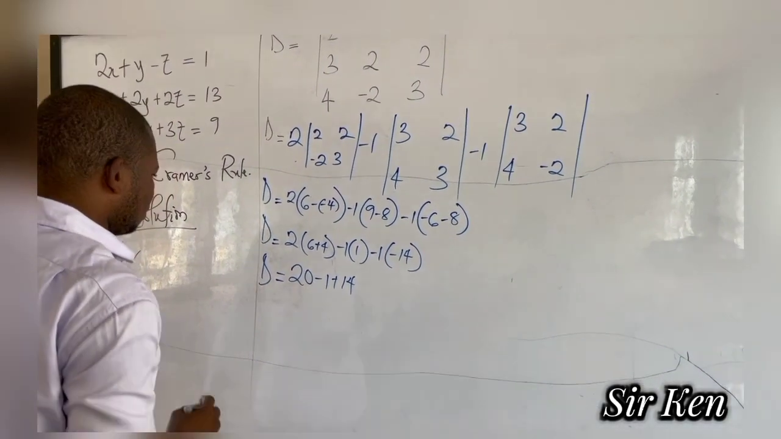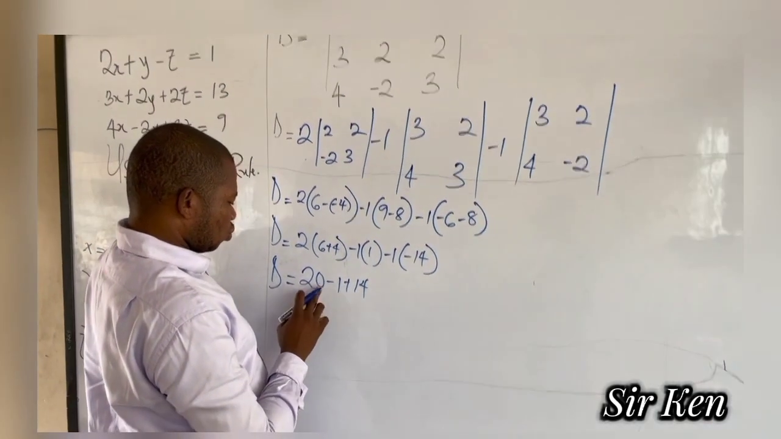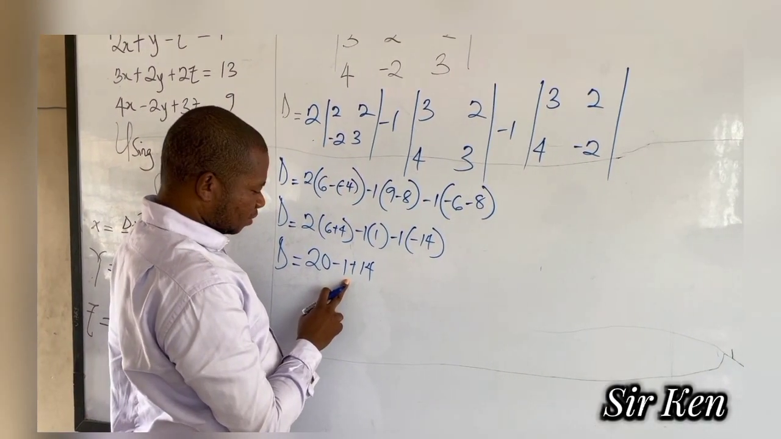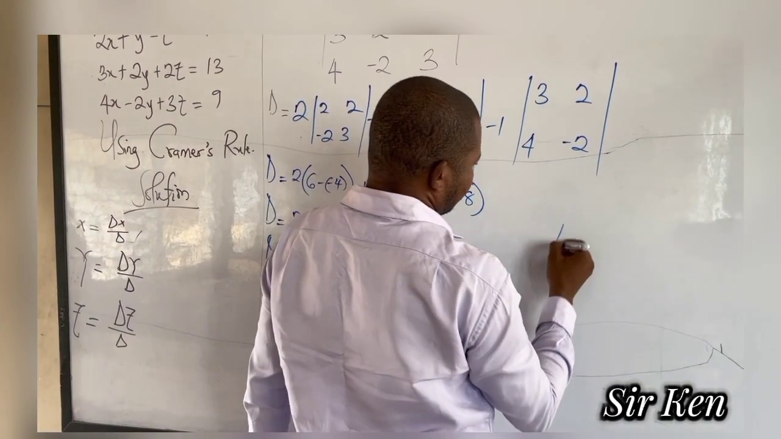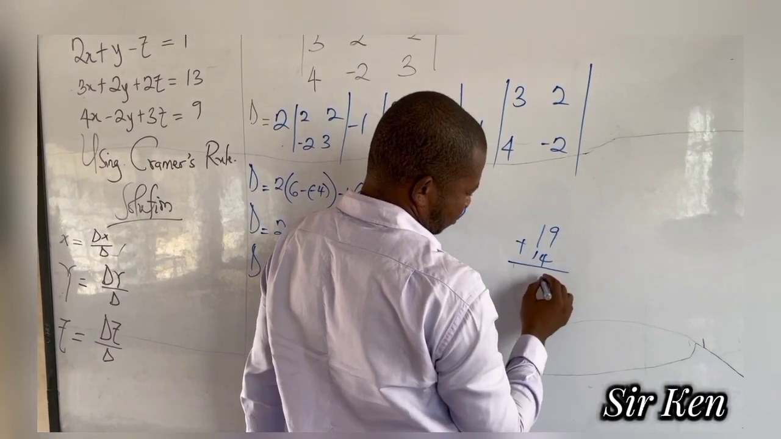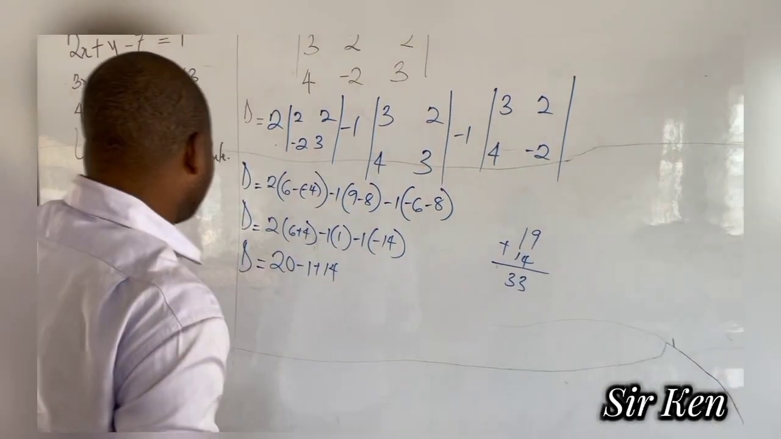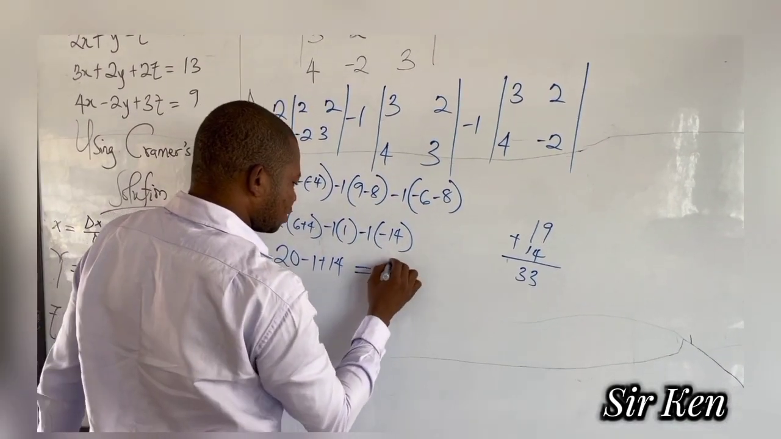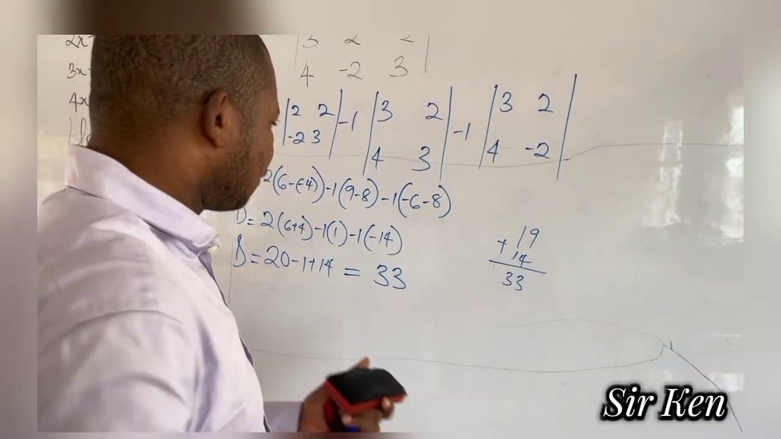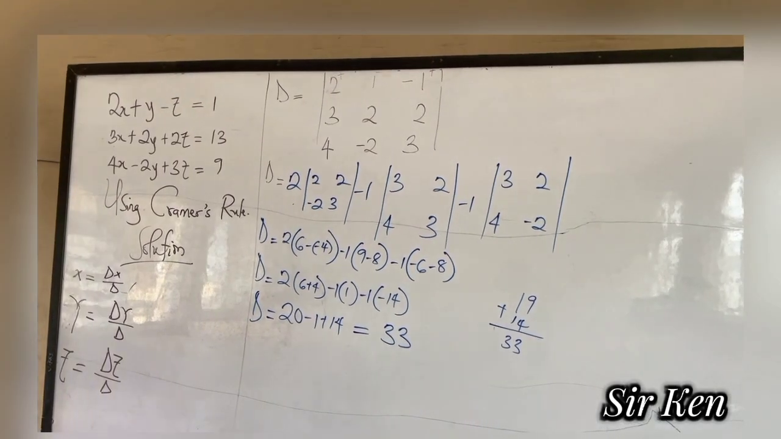Plus 14. At the end of the day, this is 20 minus 1, that is 19. So 19 plus 14, I'm going to have 33. So that means that my determinant is equal to 33. That is it for the determinant.